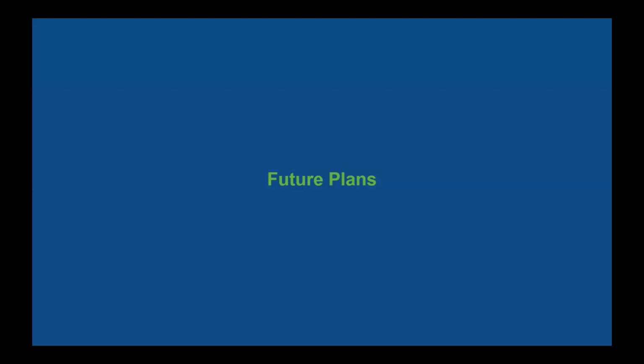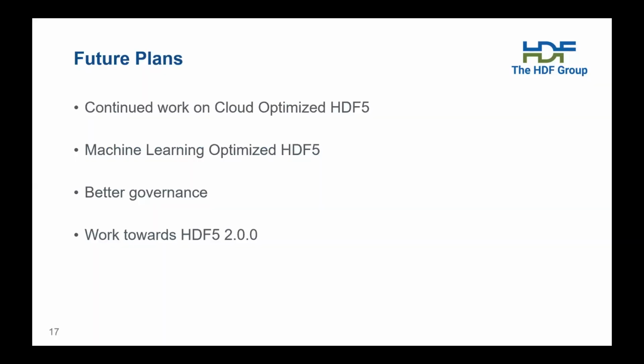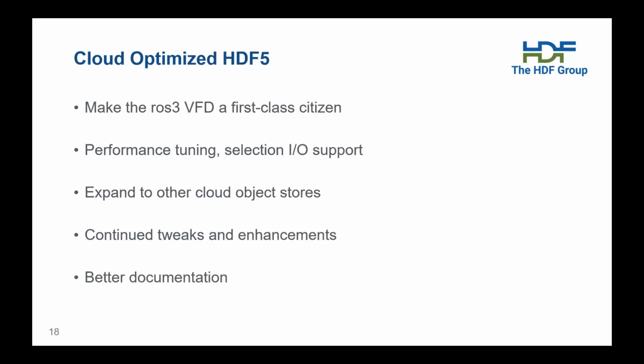For future plans, we're going to continue to work on cloud optimized HDF5, which is really critical. People are putting a lot of data in the cloud, and we want to make sure that as much as possible, everything works well there. Also machine learning optimized HDF5, better governance, and working towards HDF5 2.0. For cloud optimized HDF5, again, I want to make the read-only S3 VFD a first-class citizen. Currently, it's something that's extra, and it doesn't have a whole lot of testing, and we want to have more robust testing and work more on performance of that.